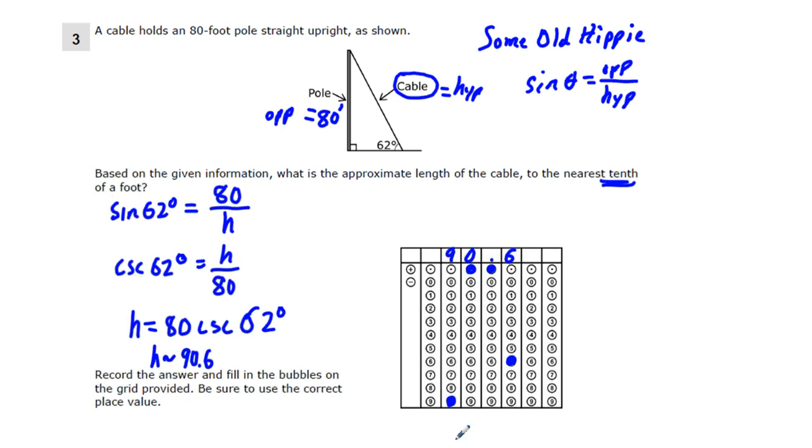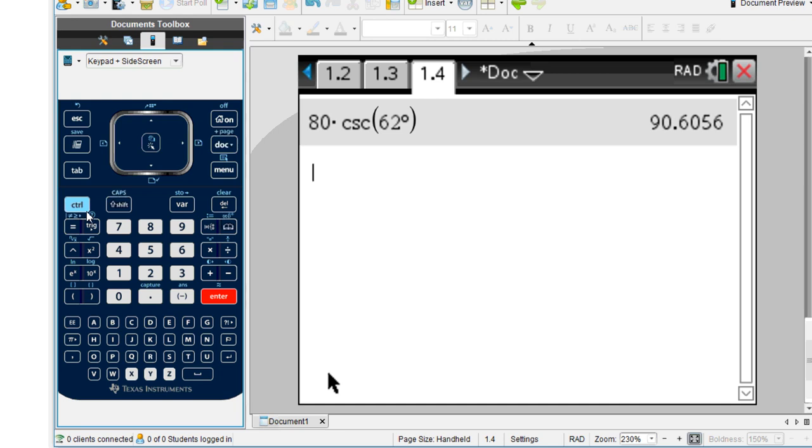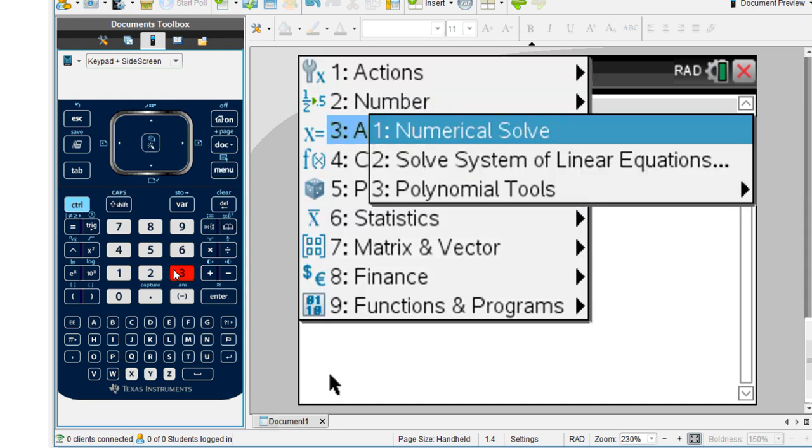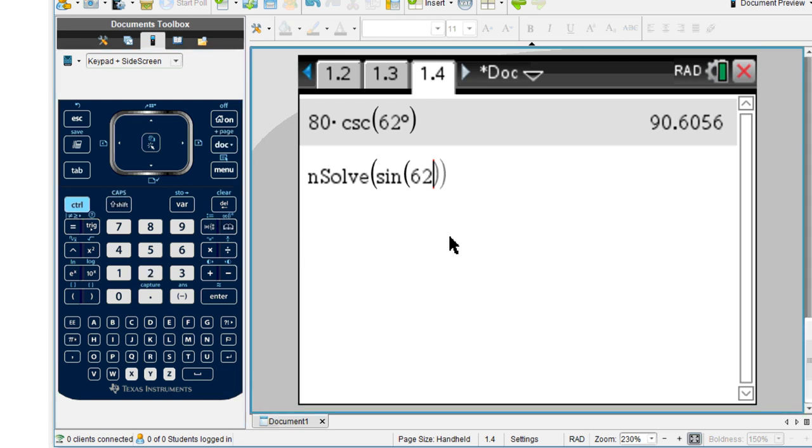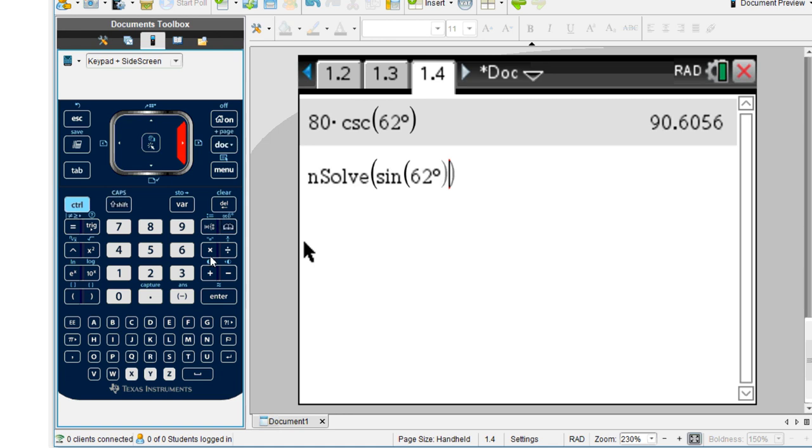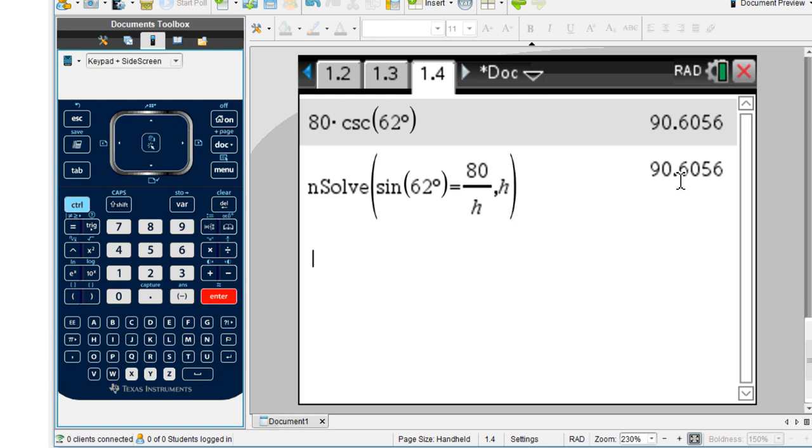Now we could use our numerical solve too. I'm going to show you this with the sine equation here. Let's do that. Again, I'm working these things thoroughly. So if we go to menu 3.1, we get sine 62, and again we're in radians, so I put the degree symbol here, is equal to 80 over our hypotenuse, our cable length. Could have used any letter. And we're going to go here, put comma h. So we get, again, same thing, 90.656. So that was our correct answer.